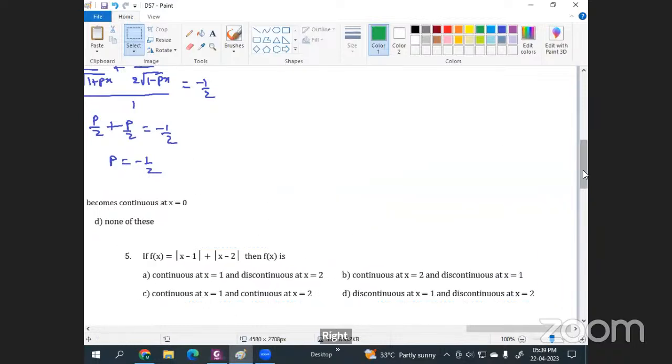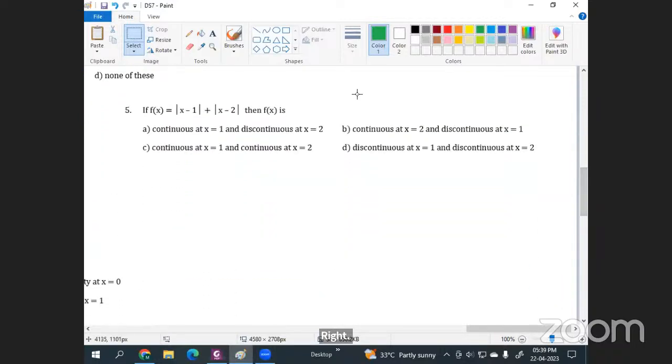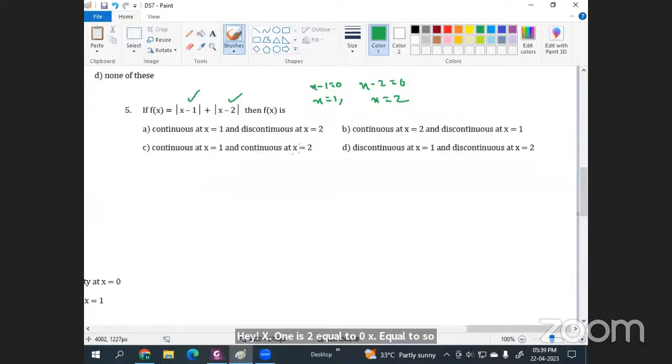Now you see this one. Modulus function is always continuous. This is continuous. But what is the critical point? x minus 1 equal to 0, x equal to 1. And x minus 2 equal to 0, x equal to 2. So continuous at x equal to 1 and x equal to 2. Sum of 2. See here, f of x and g of x are continuous.